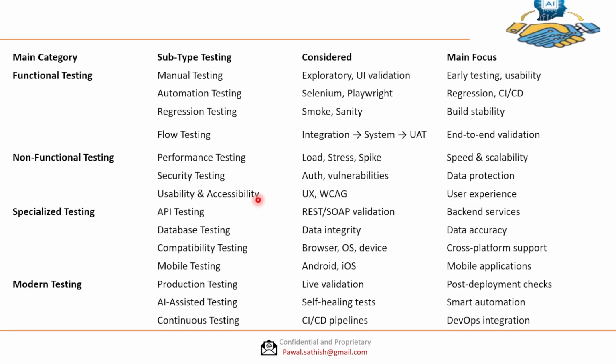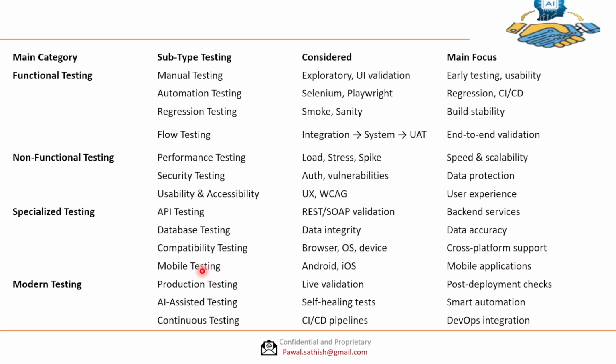Then specialized testing. This is API testing. We are using REST Assured and other frameworks. This is for the backend services. And then next is database testing. We are verifying data integrity and data accuracy. The main focus is data accuracy. Then next is compatibility testing. We are verifying browsers, operating systems, and devices, so we are making sure of cross-platform support.